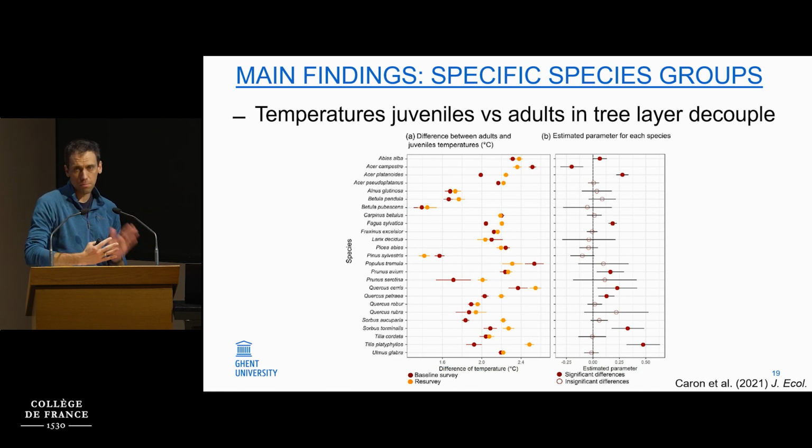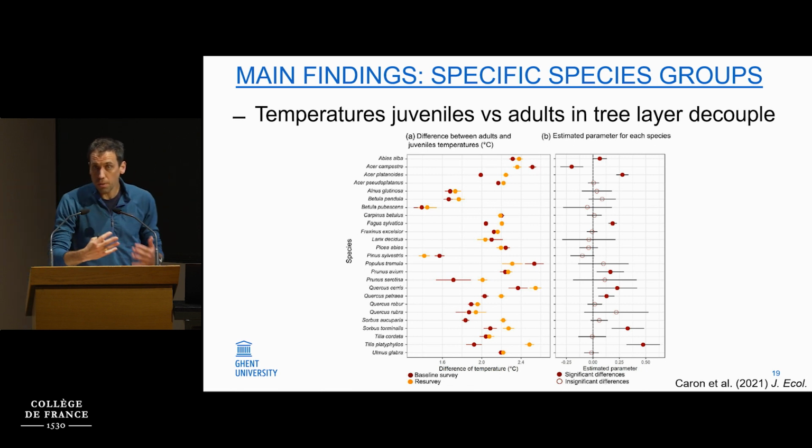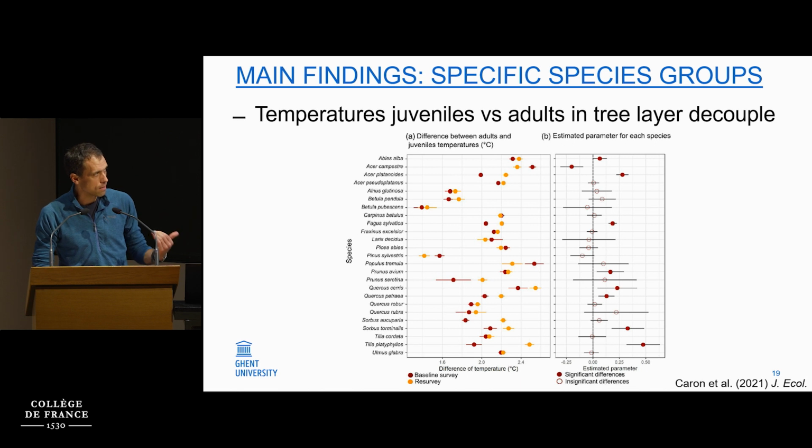So this means that the temperature difference between what an adult tree experiences and a young tree of the same species experiences is increasing as a result of climate change, but also as a result of changed canopy cover, which makes the forest floor in forests that became denser over time cool a little bit, and the young trees experience cooler temperatures.